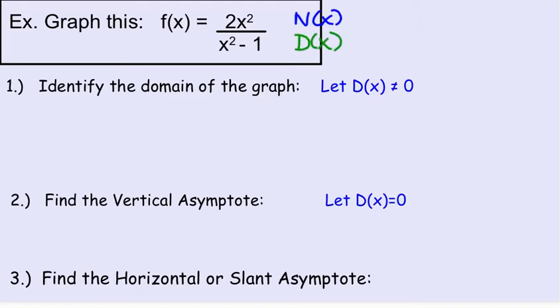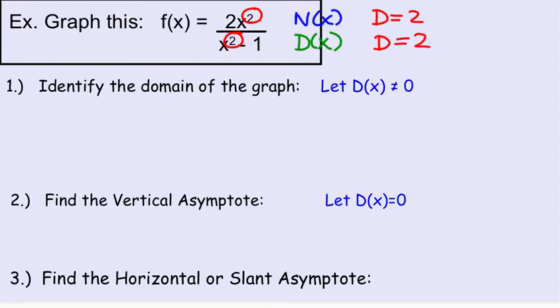And I'm going to identify the degrees. Remember, the degrees are the leading term's degree, which in this case is 2, and in this case the degree is also 2. So let's first identify the domain of this graph. So the domain of the function. What kind of numbers can you plug in?